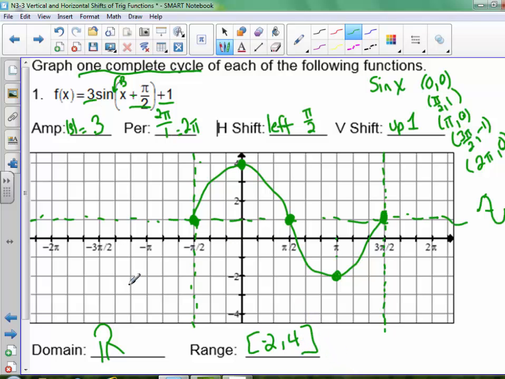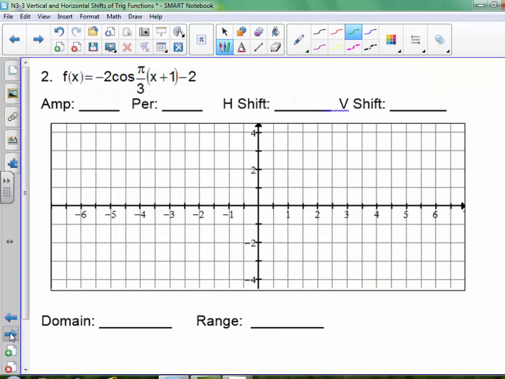All right, let's check out another one. Okay, so we have our A value gives us our amplitude, so the absolute value of -2 is 2. Our period will be 2 pi divided by b. Here's b, so that's going to be pi over 3. And this is one I recommend take it over to the side and multiply by the reciprocal, so 2 pi times 3 over pi, which simplifies to 6.